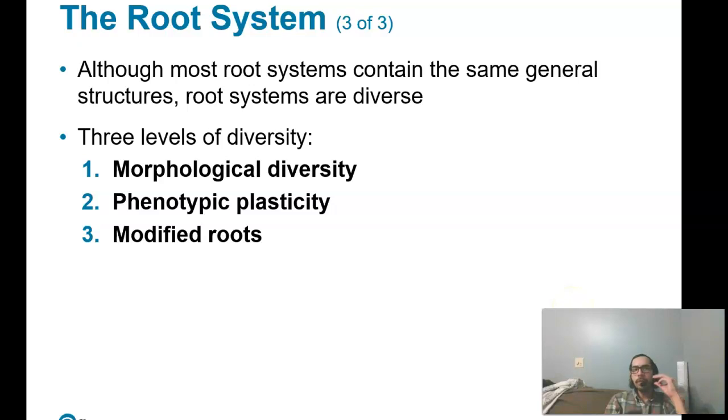Okay, so we have the root system. Although most root systems contain the same general structures, the root systems are diverse. So we have morphological diversity, which are just differences among the species. There's phenotypic plasticity, which are changes that the root can have in response to changes in the environment. And then there are modified roots, which are roots that have unusual functions.